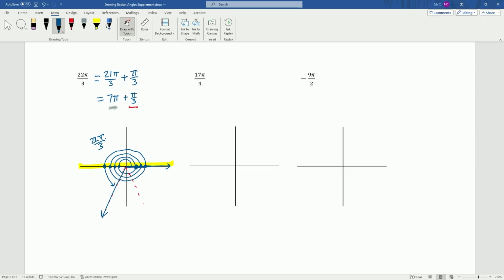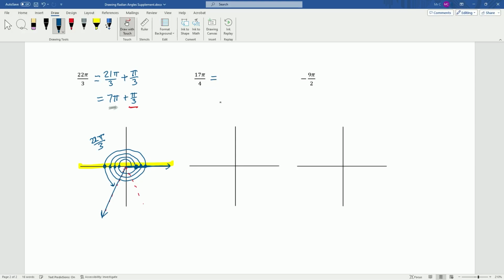So the whole goal here with taking this approach to drawing these angles is that we're taking this seemingly complicated, large angle, and we're turning it into two simple angles: a straight multiple of π, and then an angle that's less than π, so that it's just a little bit easier to handle and visualize.